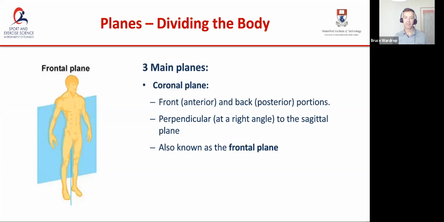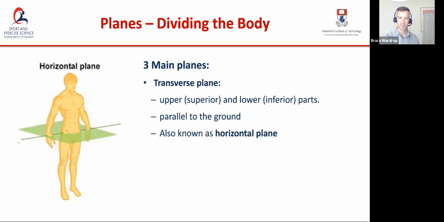We have the frontal plane, which divides the body into front and back, anterior and posterior portions. It's sometimes called the coronal plane, and it runs perpendicular, which means at a right angle, to the sagittal plane. So you can see there, that one divides the body into front and back. And the last main plane that we have is called either the horizontal or transverse plane, and it divides the body into upper and lower parts. It runs parallel to the ground.